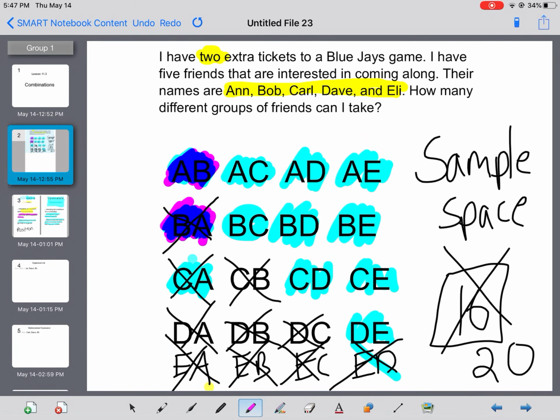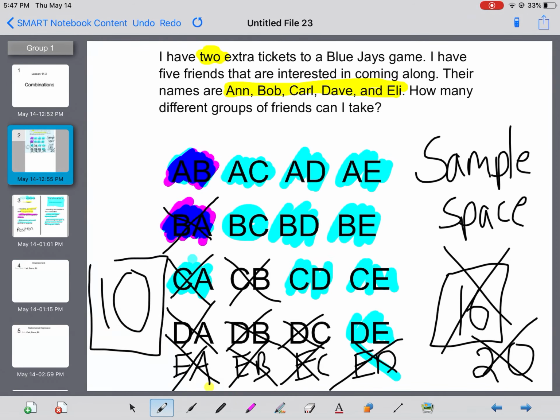Okay, so that's why I crossed out Bob and Anne. So what I really only have is 1, 2, 3, 4, 5, 6, 7, 8, 9, 10. So I don't have 20 combinations. I actually only have 10 different combinations of friends that I can take because we're working with combinations where the order does not matter. So this is one way to figure out or to solve a combination question.